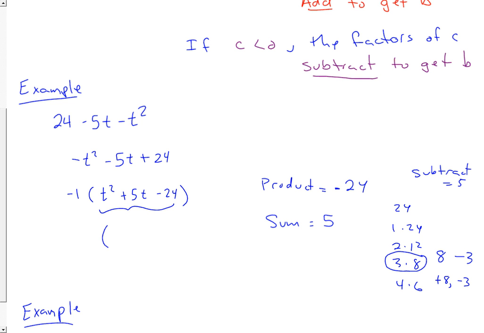So what I'm going to do is create two sets of parentheses, put my negative 1 out front, and t squared is created by multiplying t by t. So each set of parentheses is going to have a t to start. And then to fill in the rest of this, I put my positive 8 and my negative 3. So plus 8 and minus 3. And those are my factors for that trinomial, t plus 8 and t minus 3, and then the negative 1 for my original trinomial.